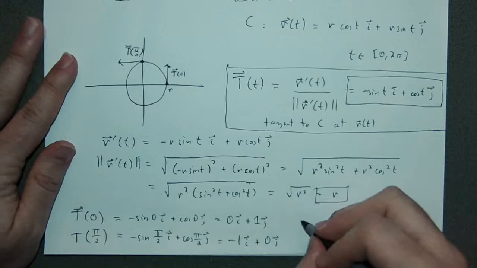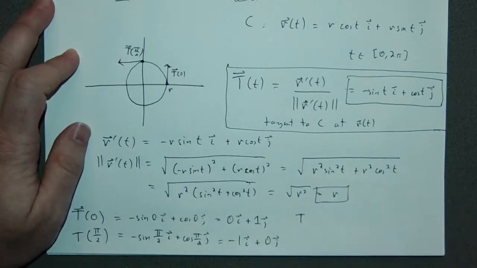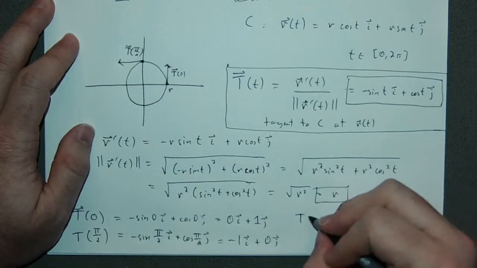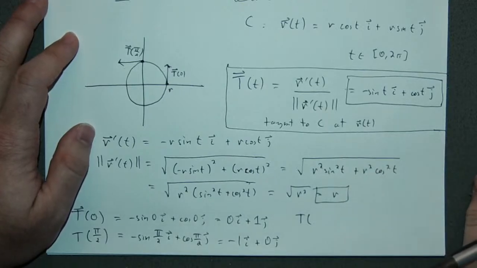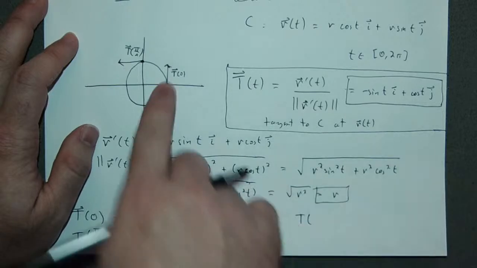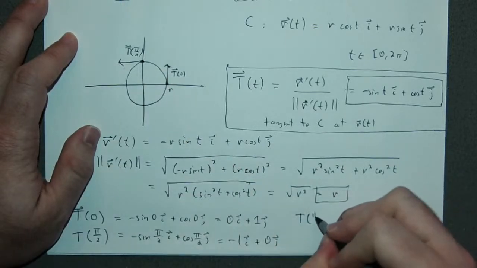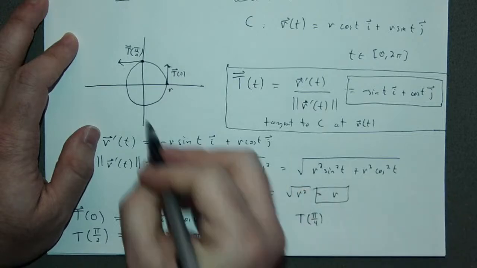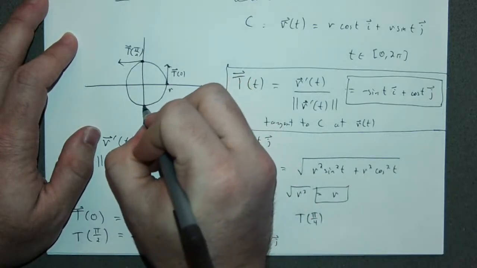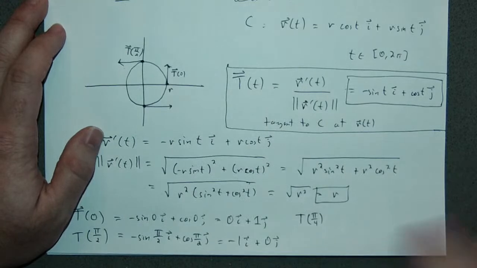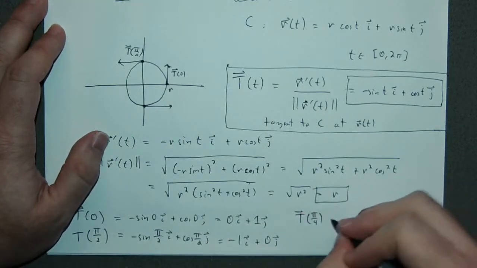Let's check T of, let's do, how about T of, we'll say, just to see what's going on here. Maybe we'll just try pi over 4. Yeah, you could try the others, of course. T of 3 pi over 2, it's going to look like that. But let's try T of pi over 4.